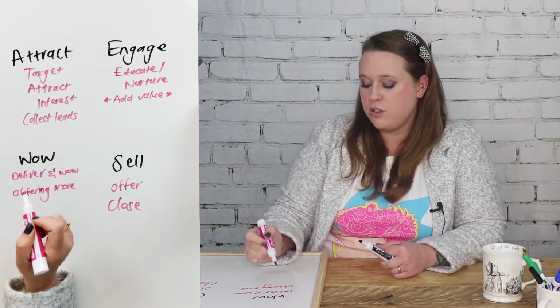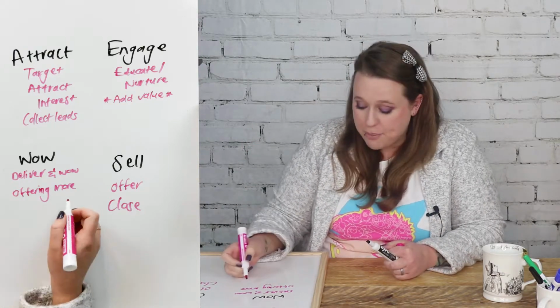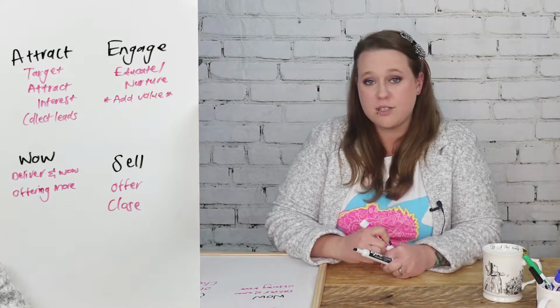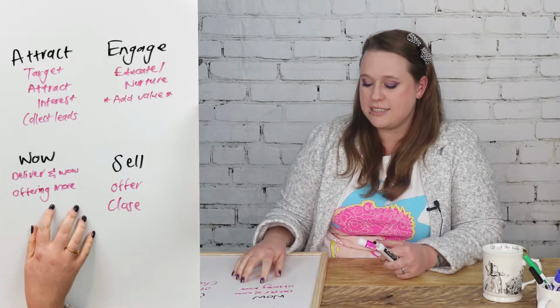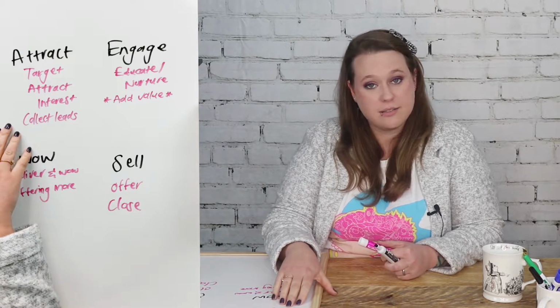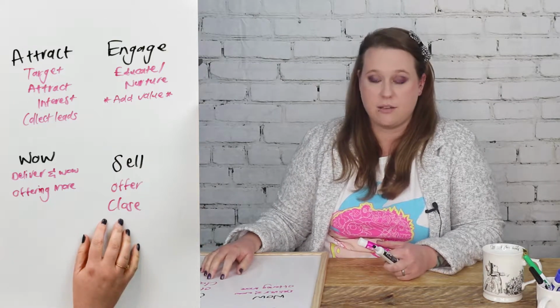So once you've knocked their socks off, they're super happy. At that point, you can start thinking about your upsells, your cross-sells, and your downsells. What we generally tend to see is that people get really good at attract, they get really good at engage, and they get really good at sell.